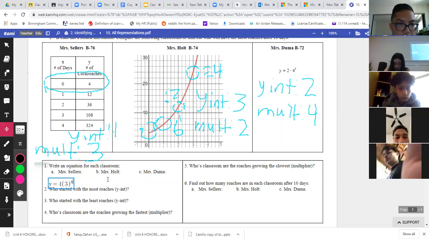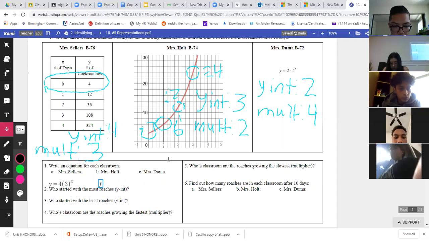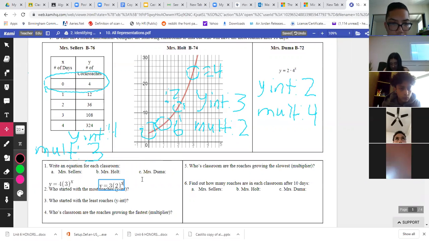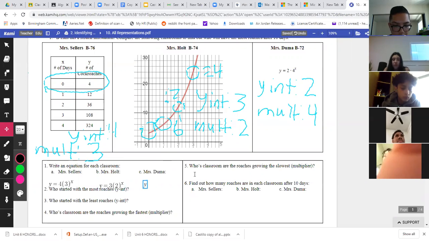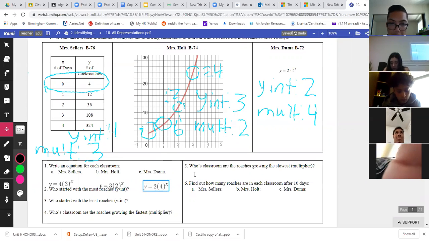The multiplier is 3. For Miss Holt, if we write her equation, her y-intercept is 3, but her multiplier is 2. So it's y is equal to 3 times 2 to the x. And for Mrs. Duma, her equation would be, it's already actually written there, but I'll just copy it again. Y is equal to 2 times 4 to the x.